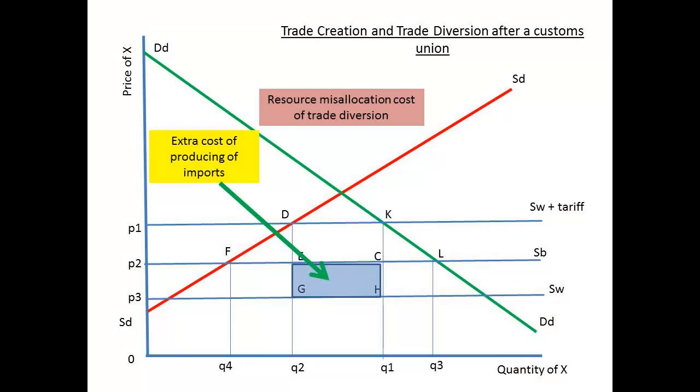The extra cost of producing the imports is the area GECH, which represents the misallocation cost of trade diversion. What we are looking at is the extra cost of producing the good in a country inside the union instead of from the rest of the world.